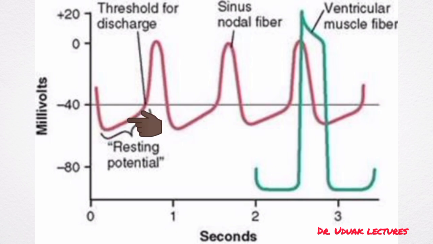The depolarization starts very slowly, and the threshold level of -40 millivolts is reached very slowly. After the threshold level, rapid depolarization occurs up to about +5 millivolts. It is followed by rapid repolarization. Once again, the resting membrane potential becomes unstable and reaches the threshold level slowly. This type of resting membrane potential is called the prepotential or the pacemaker potential.